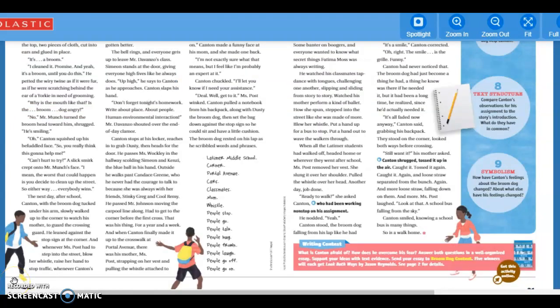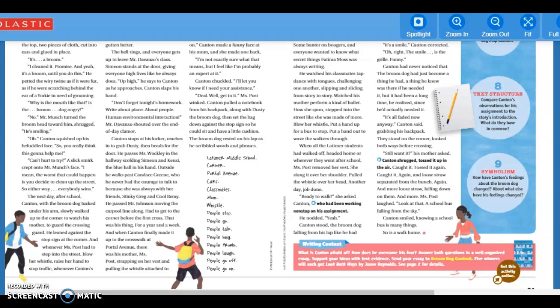So now we're going to do a little comparing between Canton's observations for his assignment and the story's introduction. And we're trying to look and see what those two things have in common. And I was noticing that they both require you to make observations about how the students are interacting. Okay, so he's noticing how they are interacting on the bus, and the author is doing that with the introduction, and Canton is noticing how the students are interacting at the bus stop with his assignment.